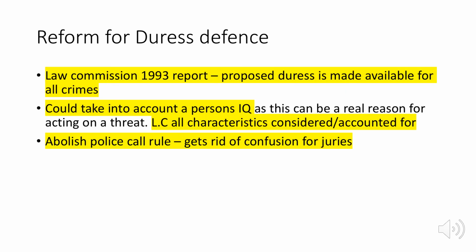For reform, the Law Commission 1993 report recommended duress is made available for all crimes. It could take into account a person's IQ, as this can be a real reason for acting on a threat. The Law Commission said all characteristics should be accounted for. You could also abolish the police call rule. It gets rid of confusion for juries.